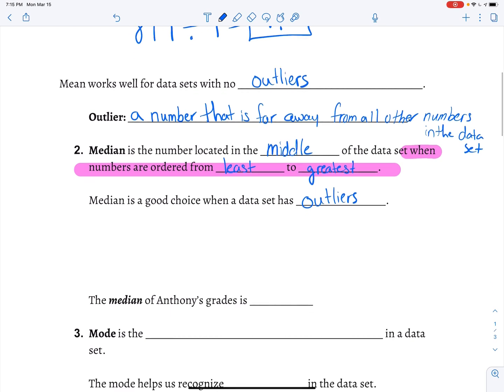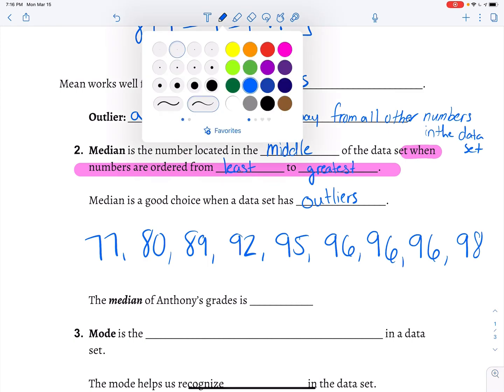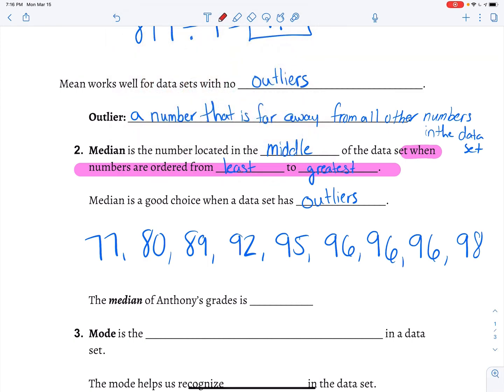So if we're rewriting our numbers from our data set in order from least to greatest, we'll have 77, 80, 89, 92, 95, 96, 96, 96, and 98. And then just like in class the other day when we were finding the median in a variety of different data sets, you're going to start crossing these out from the outside and working your way in.